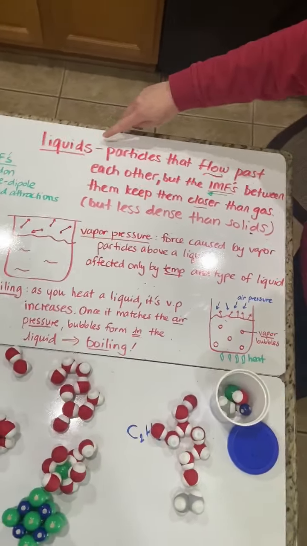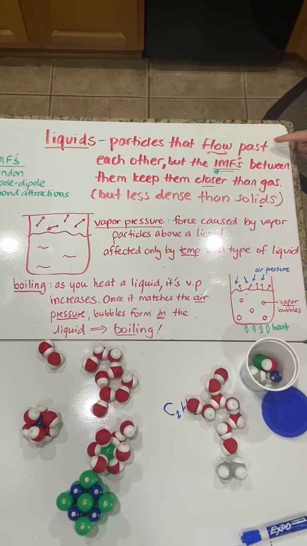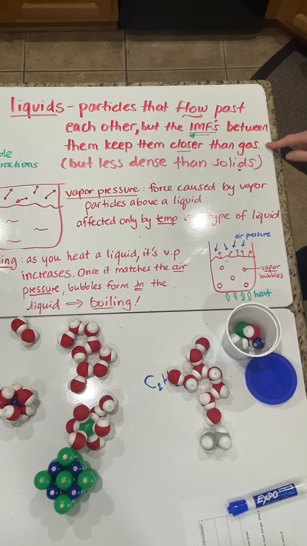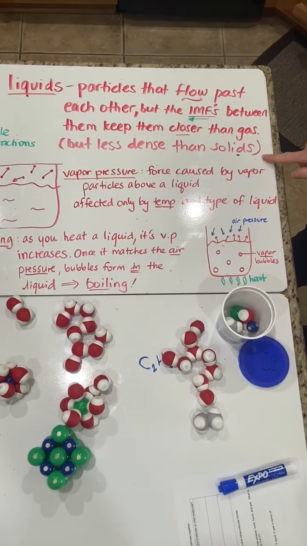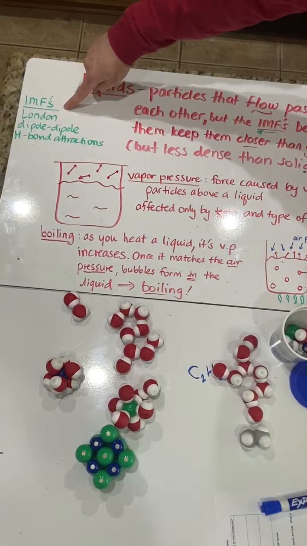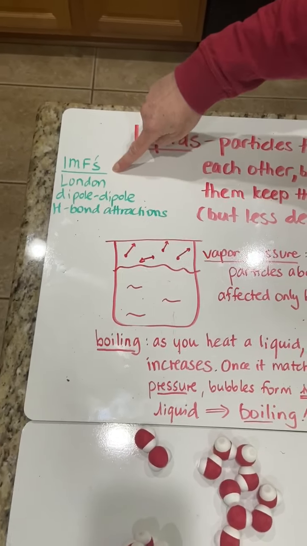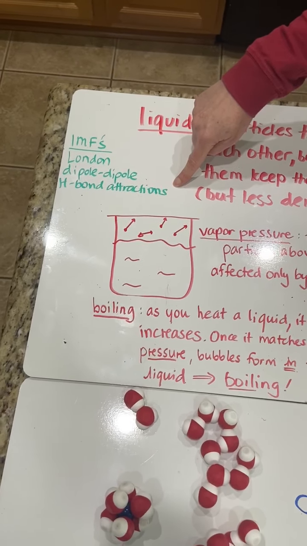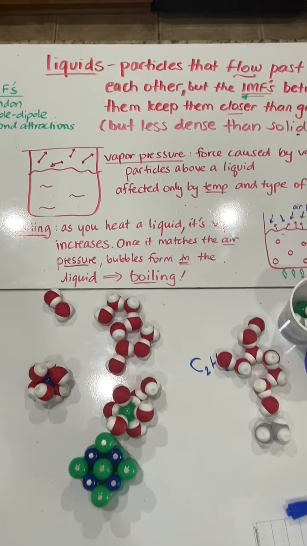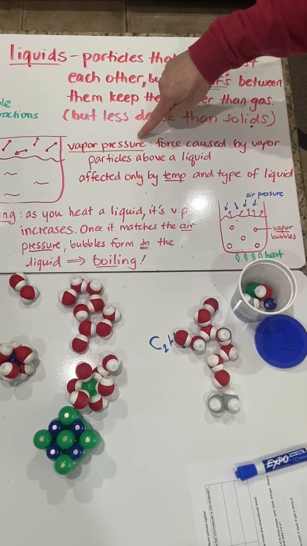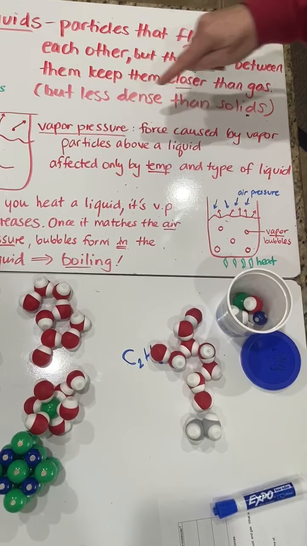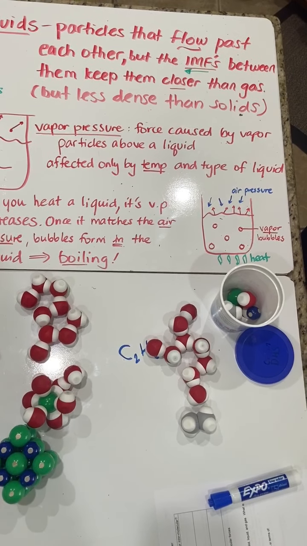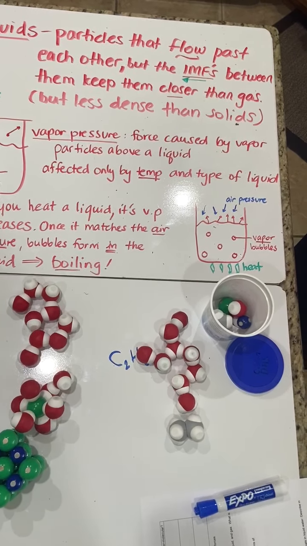Liquids are particles that flow past each other, but the intermolecular forces between them keep them closer than gases. But they are less dense than a solid. What are the intermolecular forces? Again, there are three kinds: London dispersion forces, dipole-dipole attractions, and hydrogen bond attractions. One important thing about a liquid is that they all have something called vapor pressure. The vapor pressure is the force caused by vapor particles above a liquid. It's affected only by the temperature and what type of liquid it is.